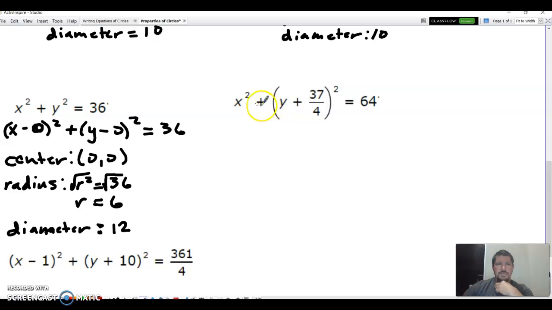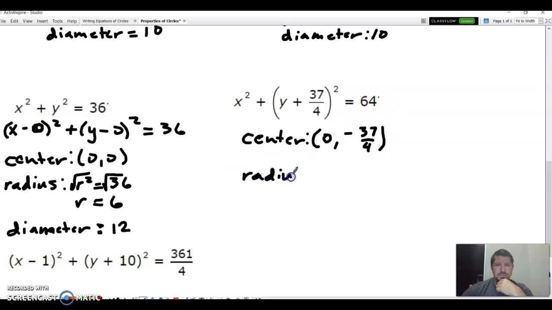Alright, so moving on, x squared plus (y plus 37/4) squared equals 64. Center: remember, if I see x squared, that means that's 0. In this instance, I think opposite, so I see a plus sign, so this is -37/4. My radius is the square root of 64, or 8, which makes my diameter 16.